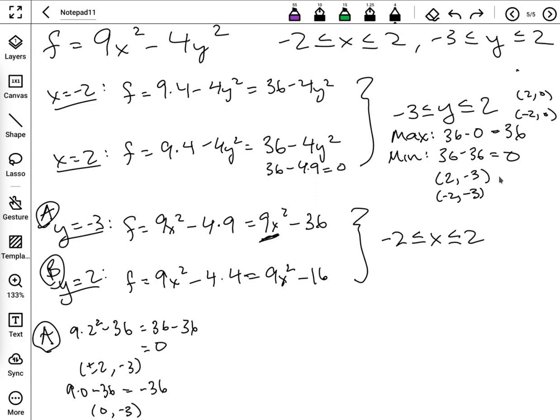And we can do the same thing for part B. So again, I want to take the biggest value x I'm allowed to plug in order to try and get the biggest possible value when I subtract 16. So that's going to be 9 times 2 squared minus 16. So that's going to be our 36 minus 16, which is just going to be 20.